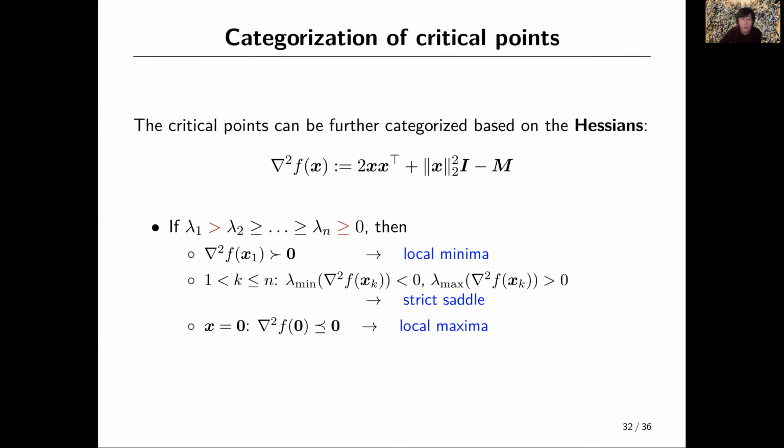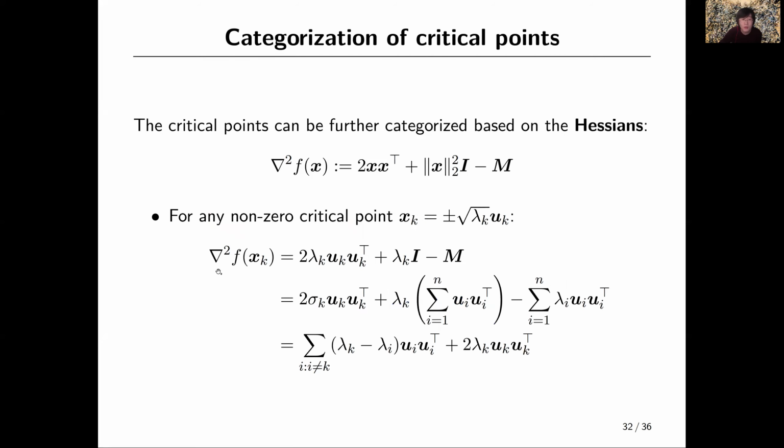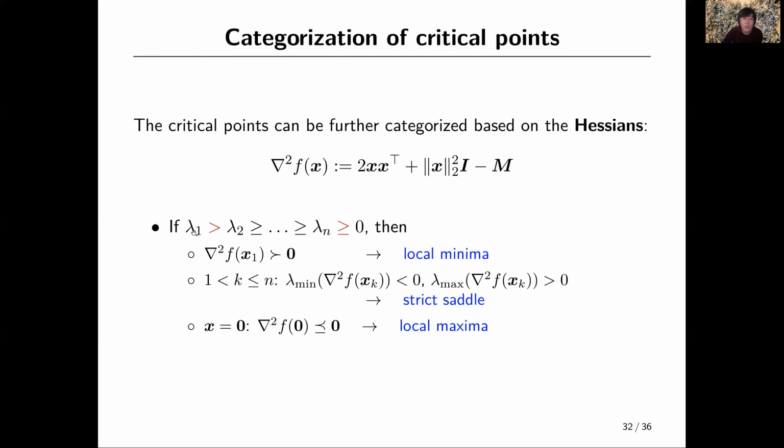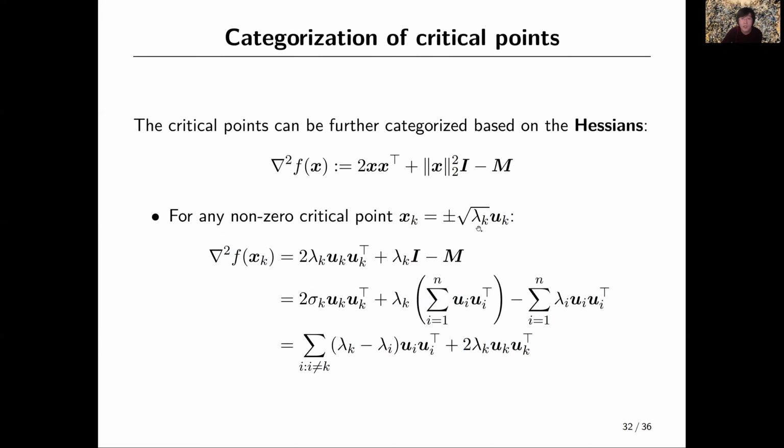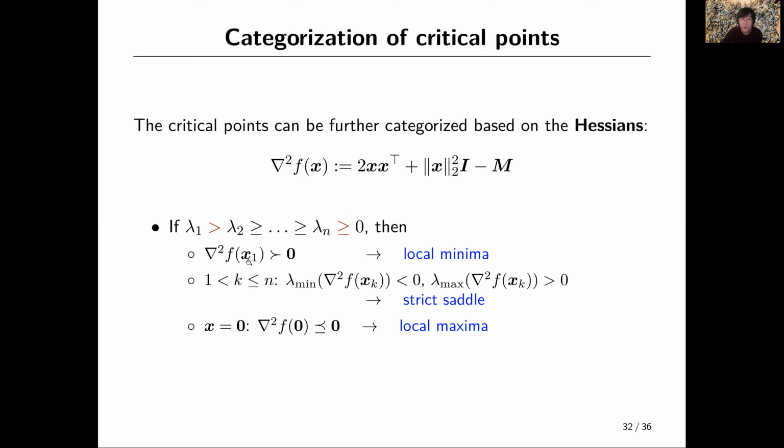Now we are ready to talk about different scenarios about the positive or negative definiteness of the Hessian matrix at different critical points. Specifically, let's assume the spectrum of this matrix M has a strict eigengap between the top eigenvalue lambda 1 and the second largest eigenvalue lambda 2. With this in place, at the first critical point, corresponding to square root of lambda 1 times u1, which, by the way, we know is the solution to our PCA problem, at this global optimal solution, the Hessian is strictly positive definite, meaning that the global minima is also a local minima of our loss function.